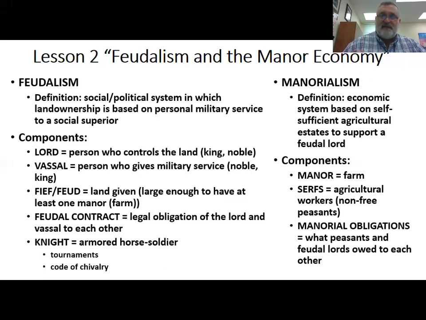One of your activities is to not only define what these two things are in your chart, but also to create a pyramid that shows the social structure that existed in the Middle Ages.